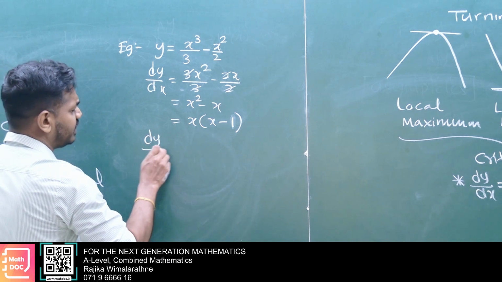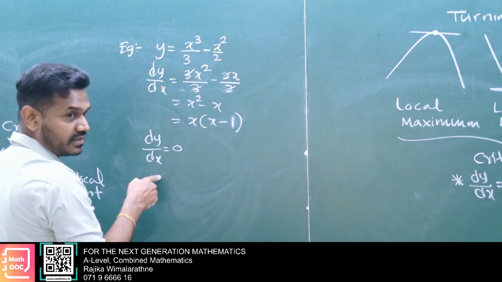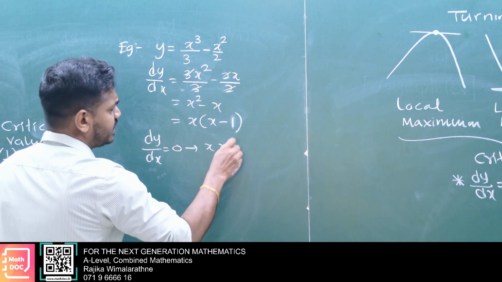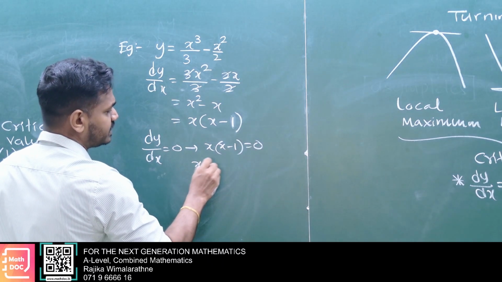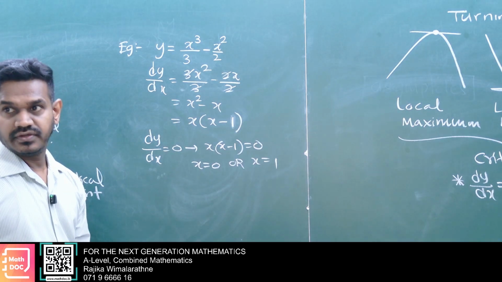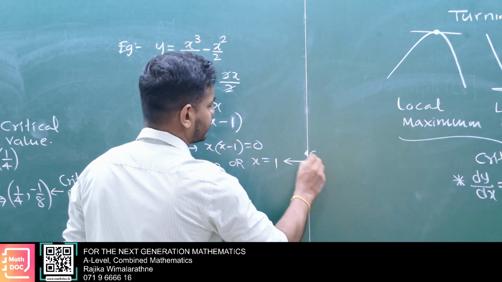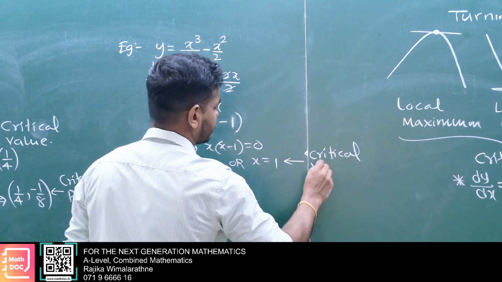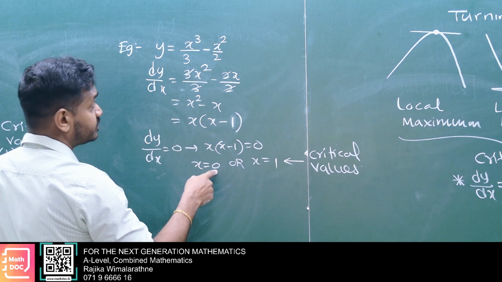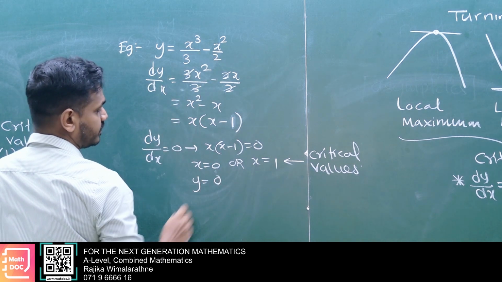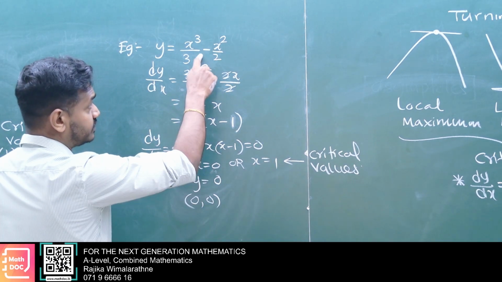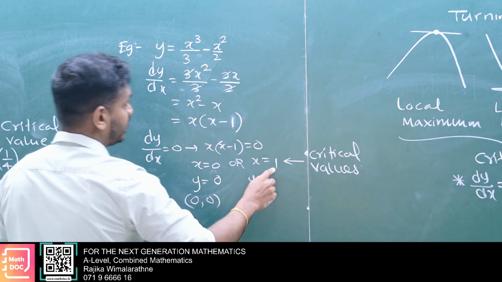Then now solve dy by dx equals 0. Here you have to remember, to identify critical points you have to solve dy over dx equals 0. x into x minus 1 equals 0. Then here we have x equals 0 or x equals 1. Then we have two critical values. Then take the corresponding point: substitute 0 here, then we get 0. Then (0, 0) is one critical point. You have to substitute this x equals 0 here, then similarly x equals 1 here.